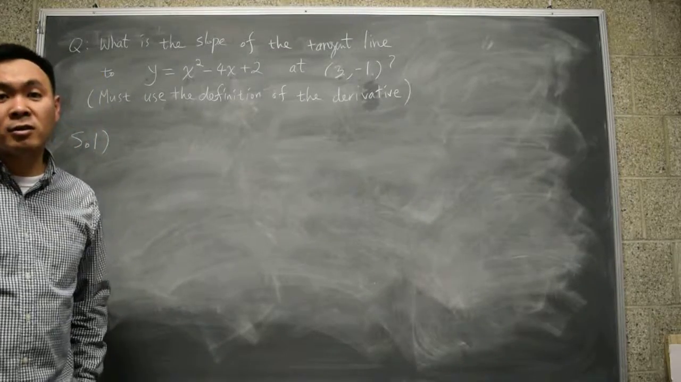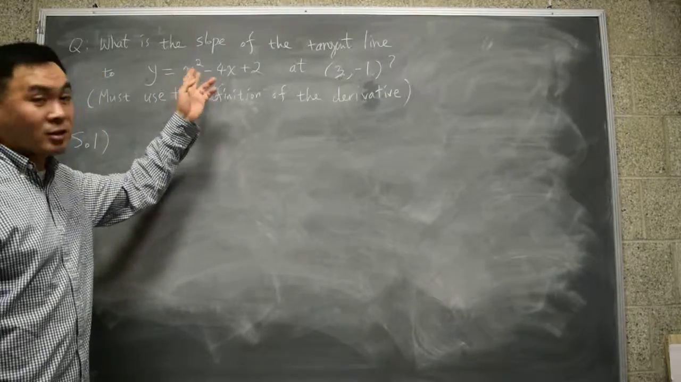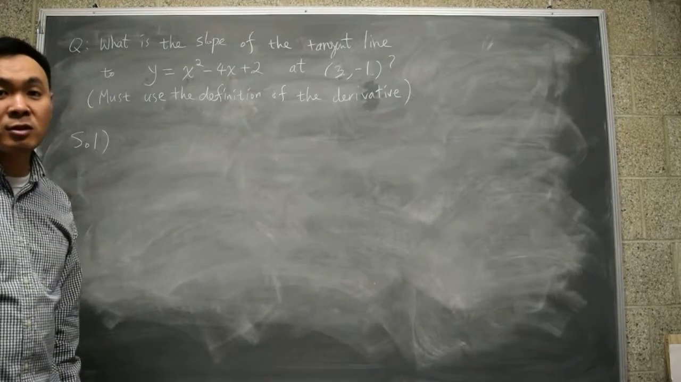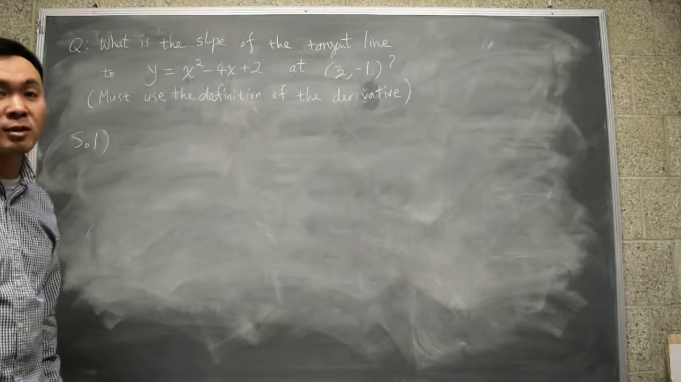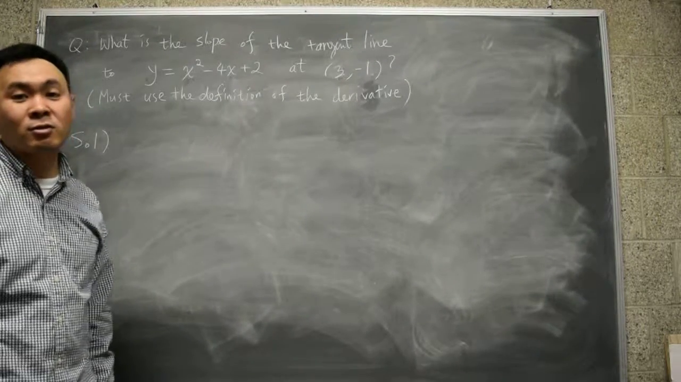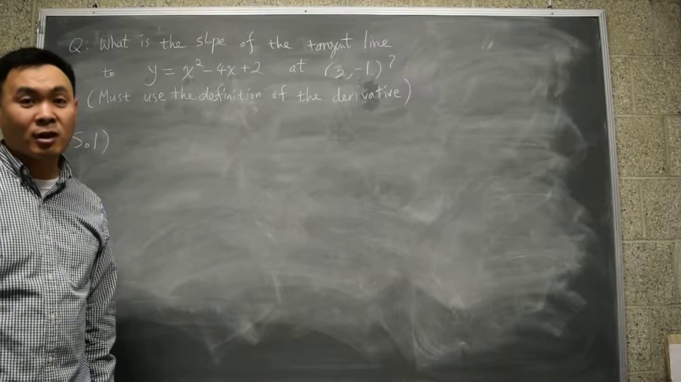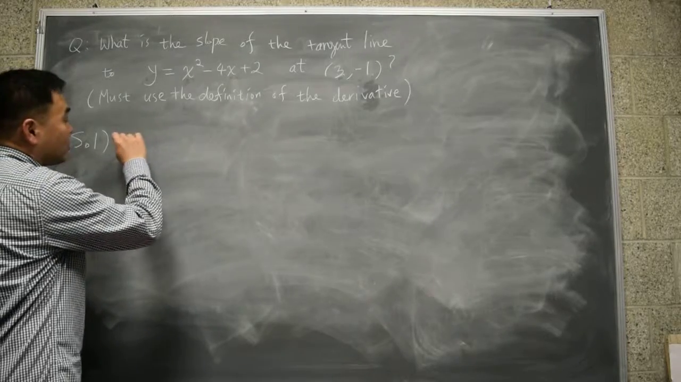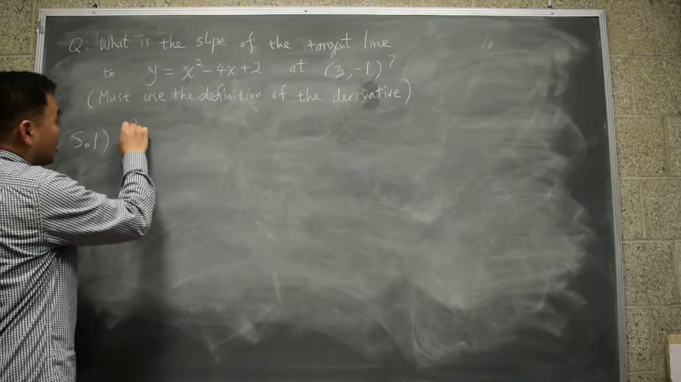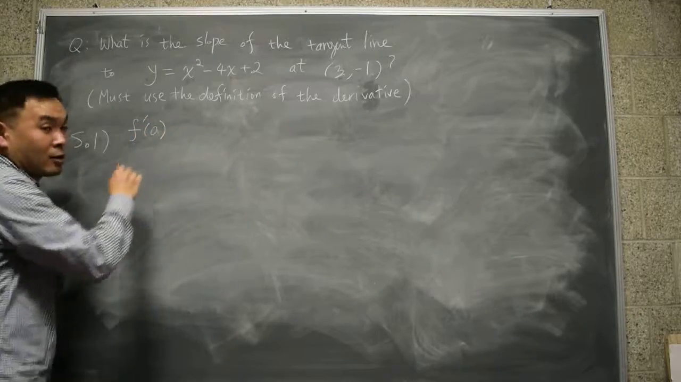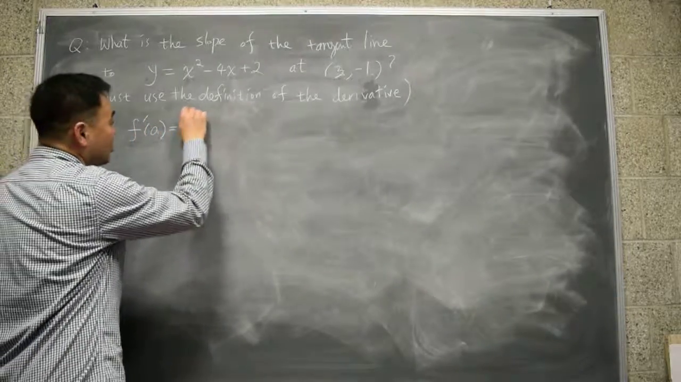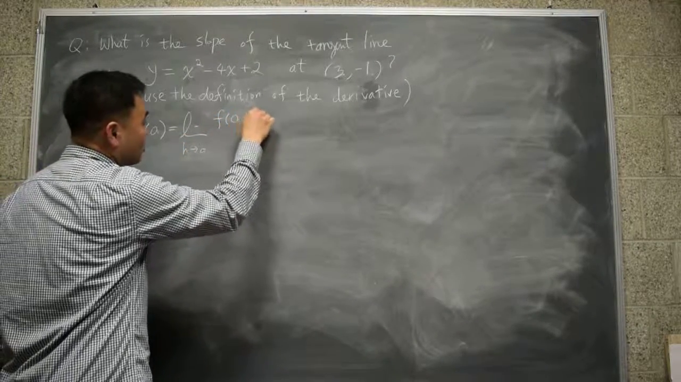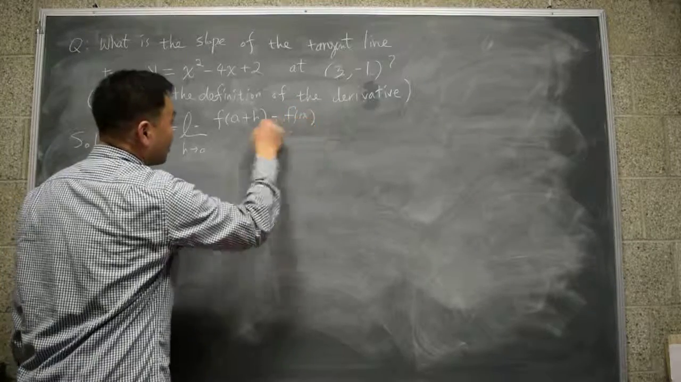shortcut that you will learn at some point, which gives you the answer much more easily. But the purpose of this question is to verify that you do know the definition of the derivative and you do understand how it is calculated before you know the shortcut. Okay. All right. What is the definition of the derivative? F prime of a, the derivative of f at a, is the limit as h goes to 0 of f of a plus h minus f of a over h.